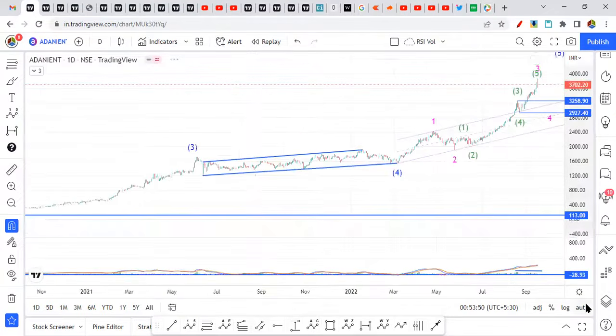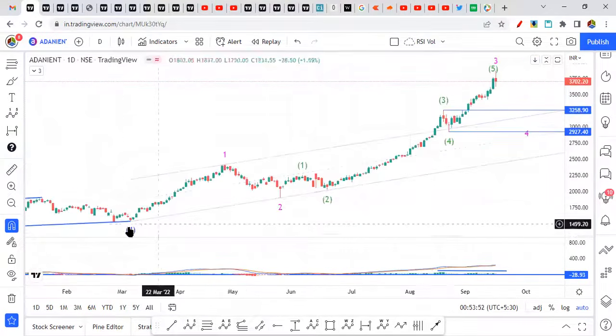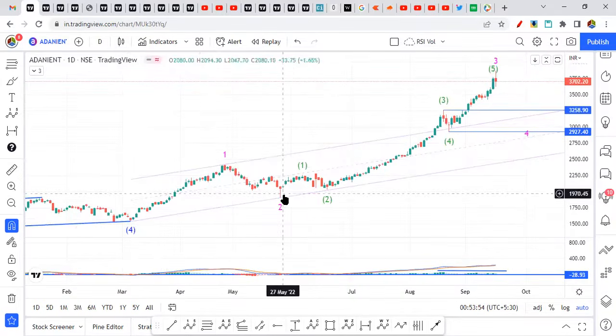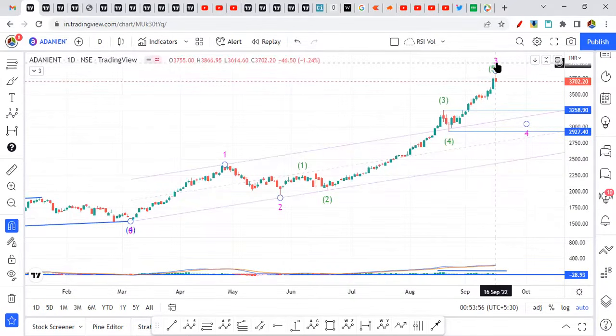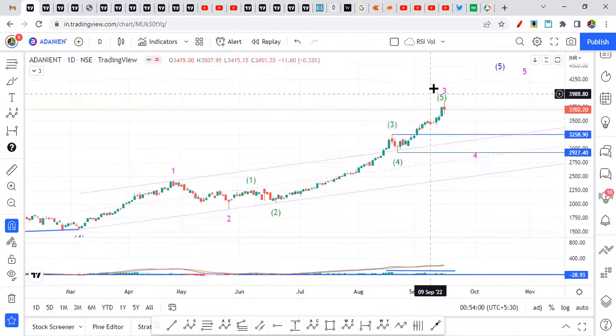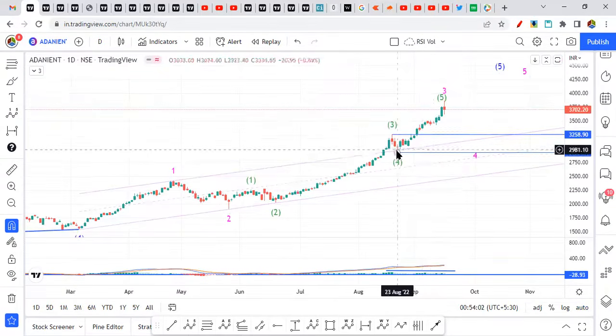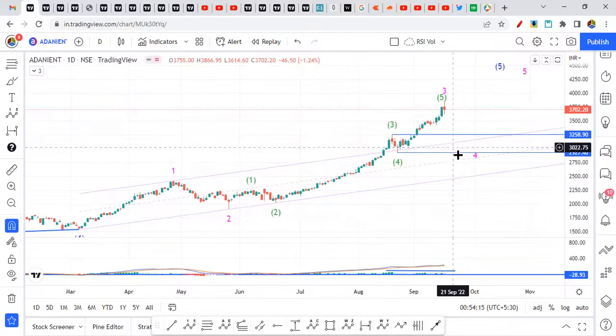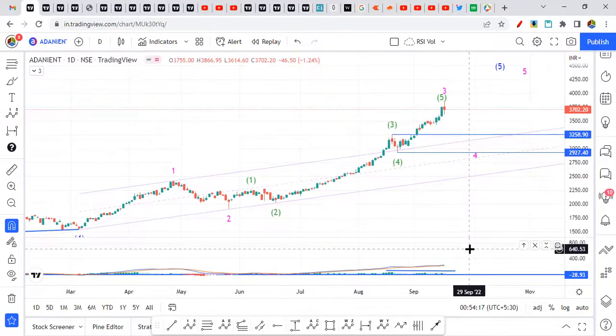On the daily time frame, you can see a move from here. We are calling this wave 1 2. The third could be ending here, and then the fourth, and then we'll see a fifth wave. So this third wave could come towards the fourth wave, or in between these zones: 3260 and 2927. So these are the levels that we need to watch.